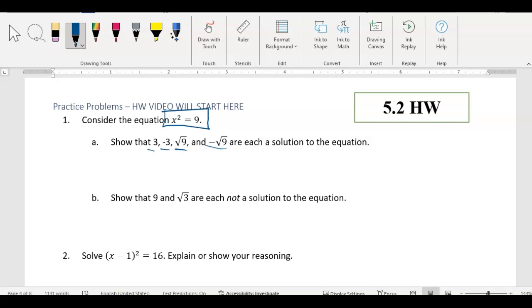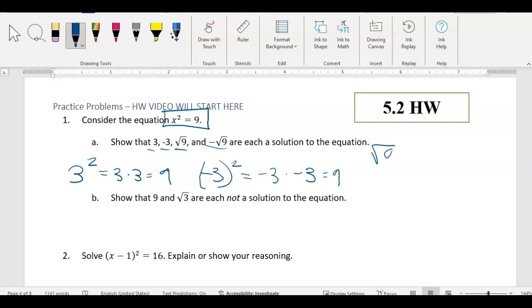So if I were to plug in 3, I get 3 squared. That equals 3 times 3, which equals 9. If I plug in -3 squared, now I'm plugging in -3 for all of x, so I'm putting parentheses around it. So then that equals the same as -3 times -3, which also equals +9.